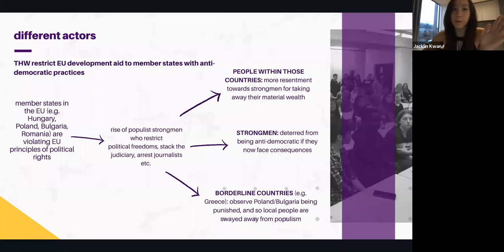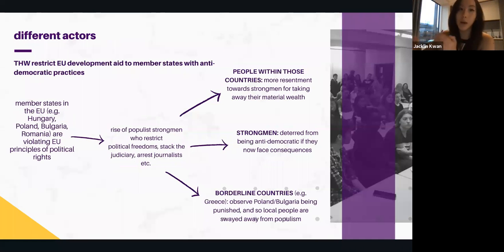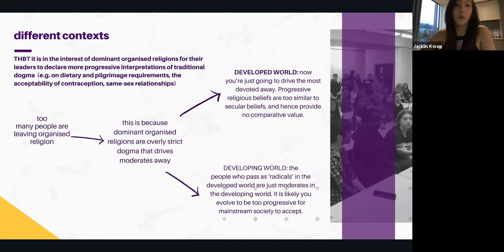So the last one is different incentives. This one is just what people are motivated by. So maybe people are motivated by the policy that is around them that supports them. People are motivated by the norms that they exist in. And people are motivated by the optical things they observe, like for example, women in higher positions. This one, I just identify different actors in the debate and see how they all change. Cool. Now, different contexts. This is to protect yourself from being extended upon.